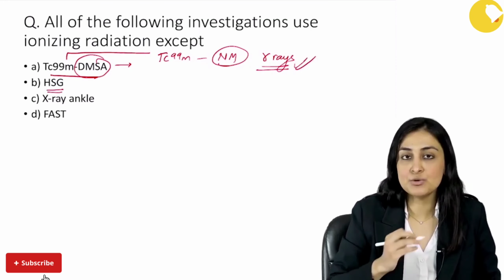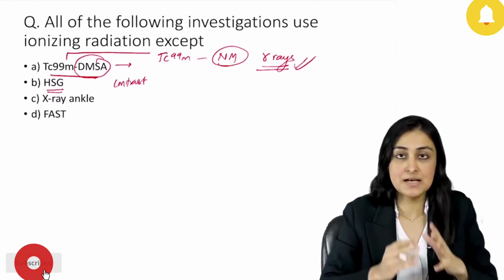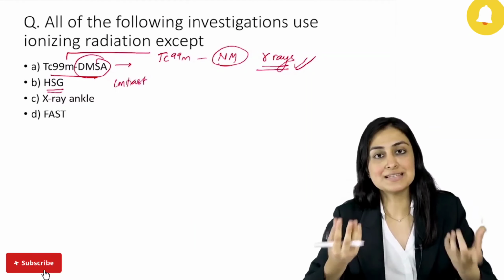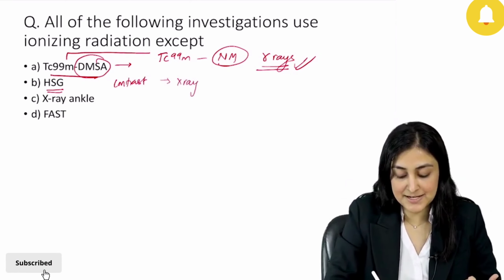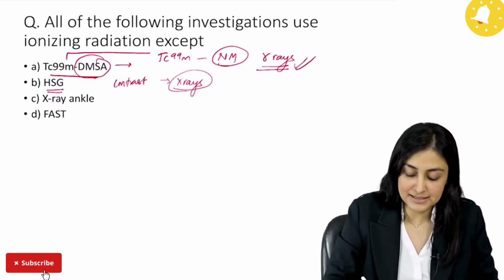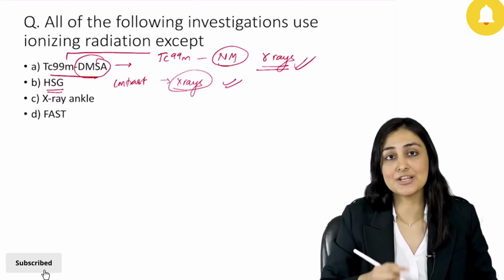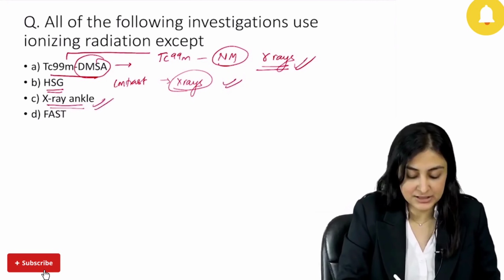HSG, hysterosalpingography, wherein we inject contrast into the uterus and fallopian tubes and see the patency of the fallopian tubes. This is usually done under X-rays, under fluoroscopy. This is a video of the X-ray, and we know X-rays are also ionizing radiation. X-ray of the ankle, again ionizing radiation.